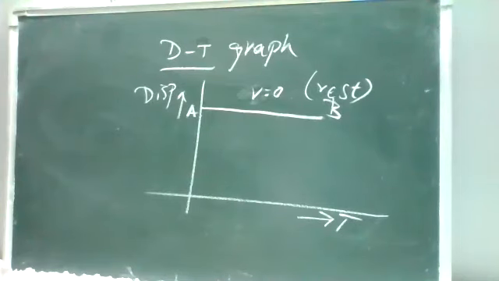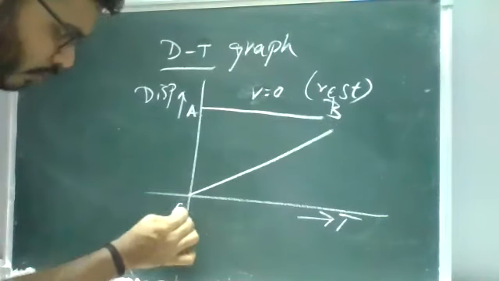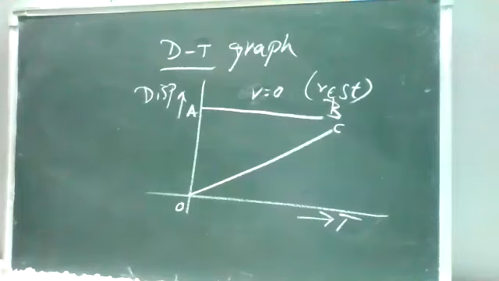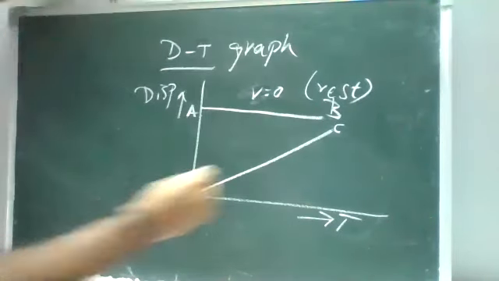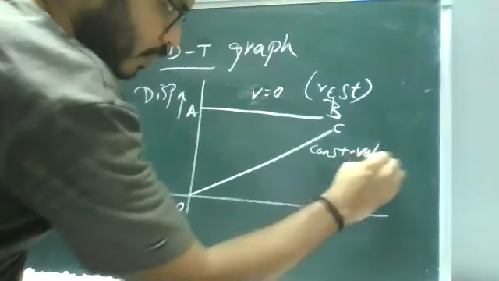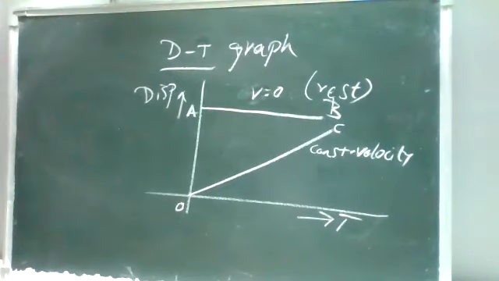If the graph is a straight line inclined to the time axis, between the points O to C, it shows constant velocity.